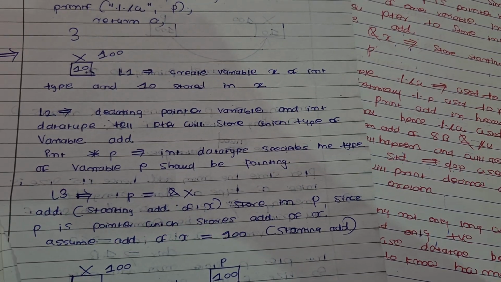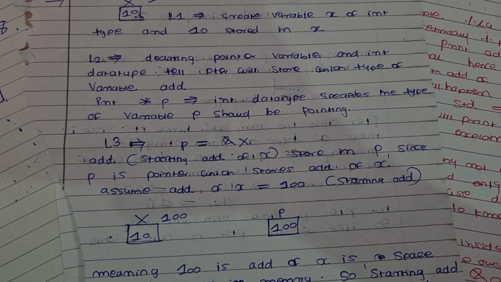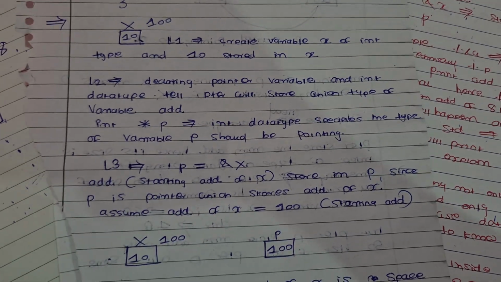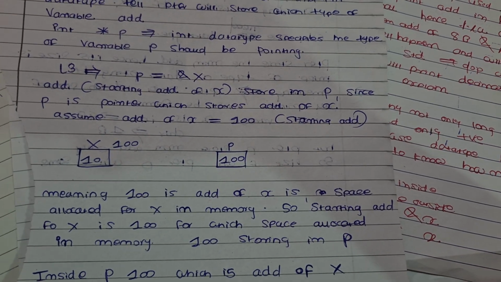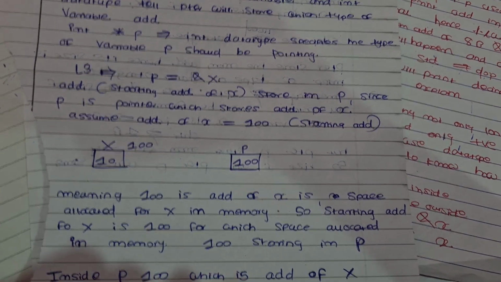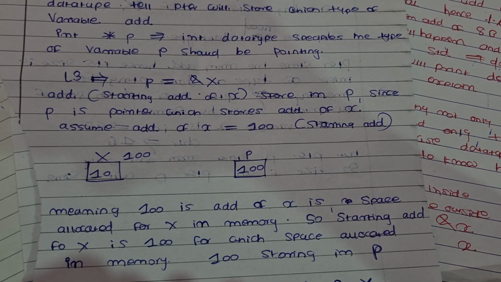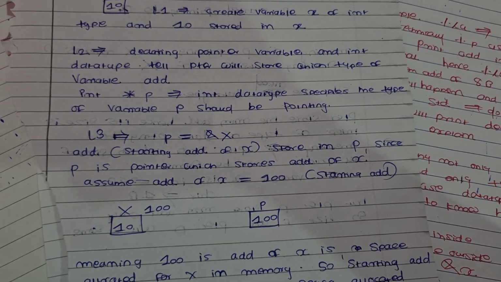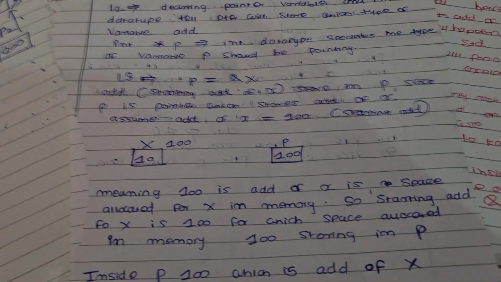We can assume the address of x equal to 100. Address means the starting address it would store, which is 100. So you can see I have given 100 to x, and inside p, because it will store the address of x, 100 is there. So basically p is pointing to x now. 100 is the address of x, where space is allocated for x in memory. The starting address for x is 100, and 100 is stored in p. That is the meaning of giving an address.